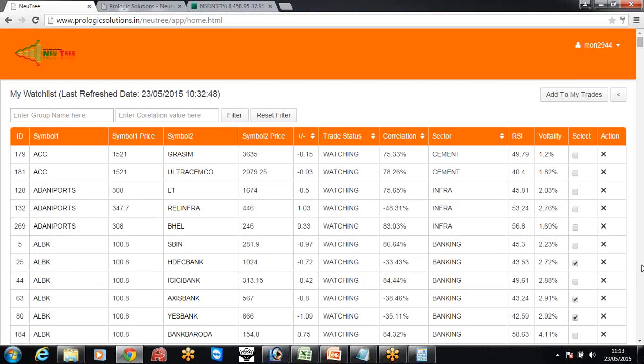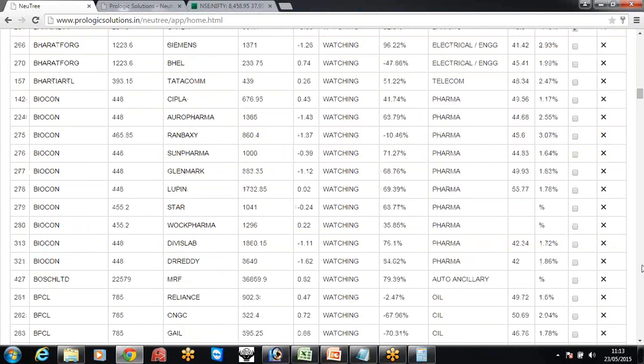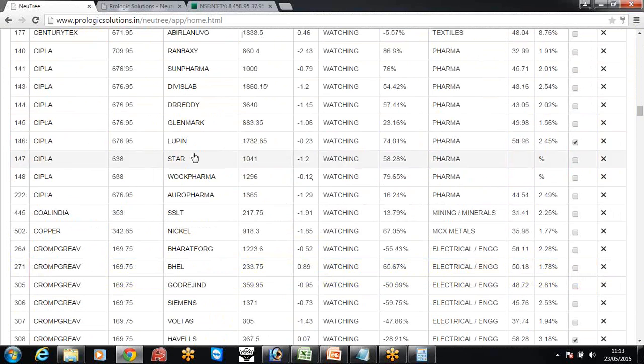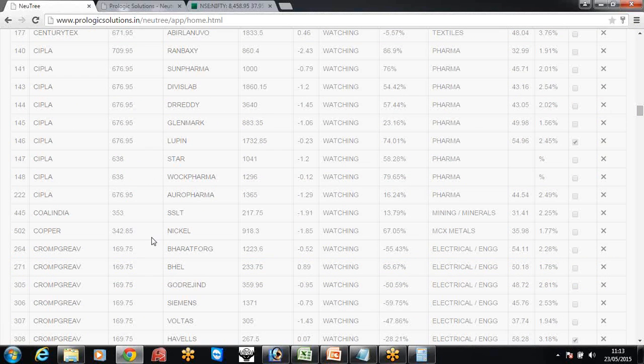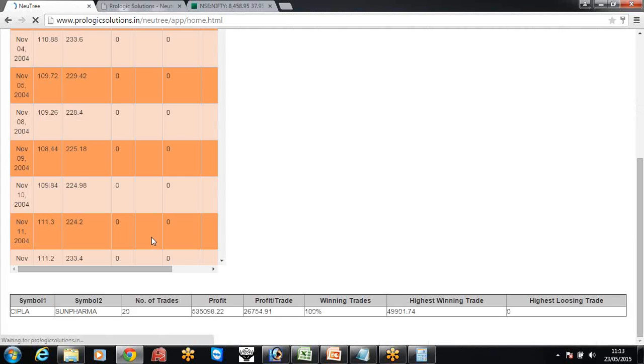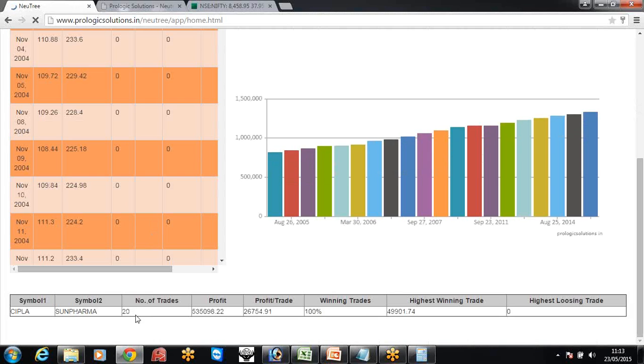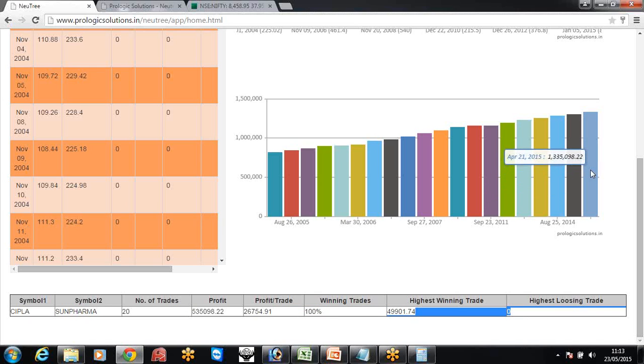Cipla and Sun Pharma. This is a 100% winning trade. So you can see there are 20 trades in this particular pair. Cipla and Sun Pharma, all 100% winning trades. There's no losing trade at all. The recent one was in April, that is last month.